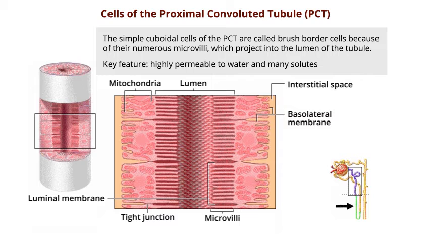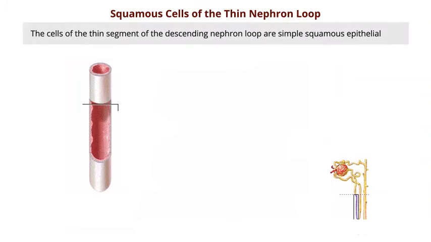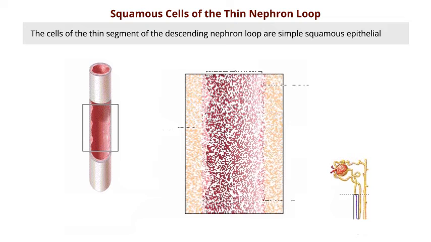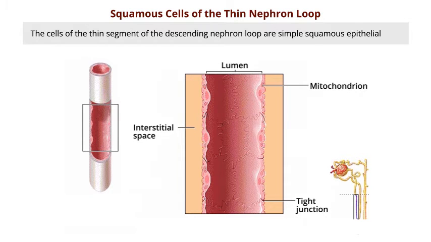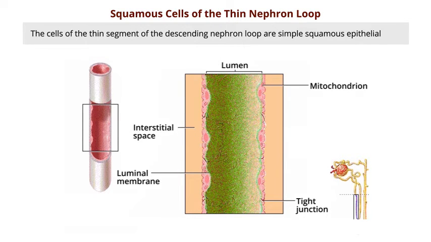Now let's look at the thin segment of the nephron loop on the small nephron to see the cells of that region. The cells of the thin segment of the descending nephron loop are simple squamous epithelial cells. These cells lack brush borders, which reduces their surface area for reabsorption.